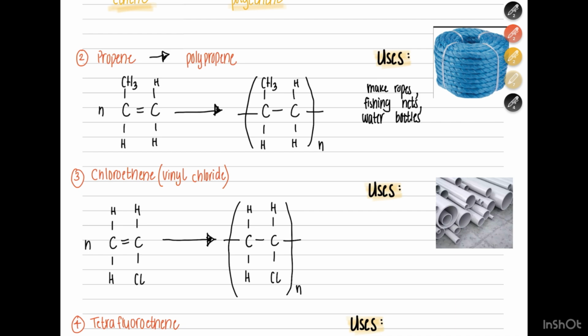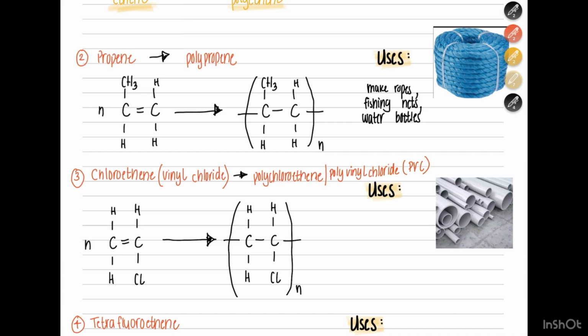So what does this form? This is known as polychloroethene. Another name for this is also polyvinyl chloride or PVC. I think PVC is a very popular word. It's a common name for polyvinyl chloride, and it's used a lot.